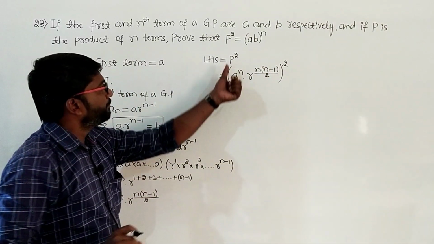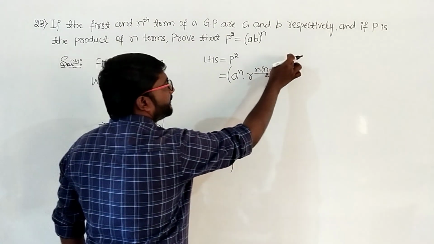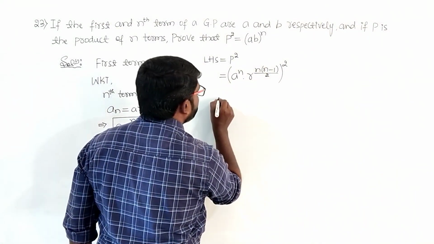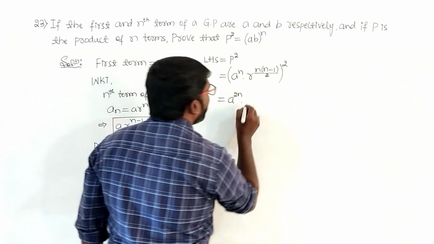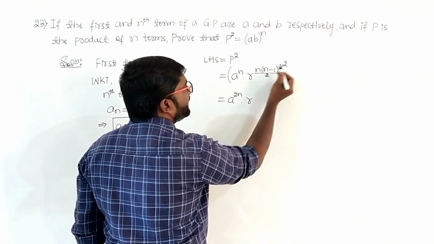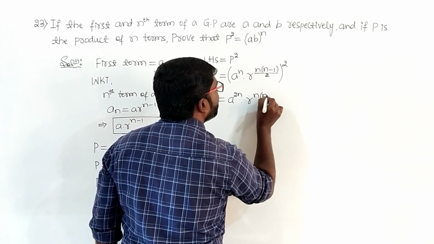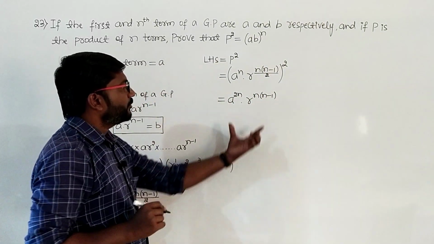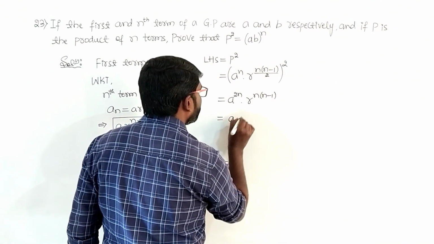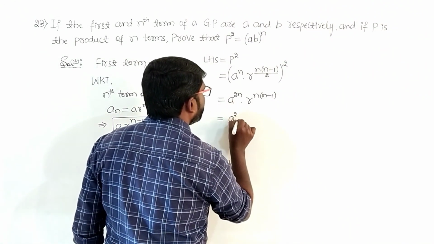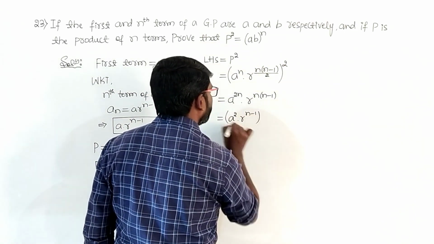See here, P square, this is P, the whole square. Now this square applies to the first term as well as to the second term. What do we have now? A raised to 2n into R to the power, 2 will be multiplied with this. 2 gets cancelled, we get only n into n minus 1. So now overall this can be written as A to the power 2 into R to the power n minus 1 whole raised to n.